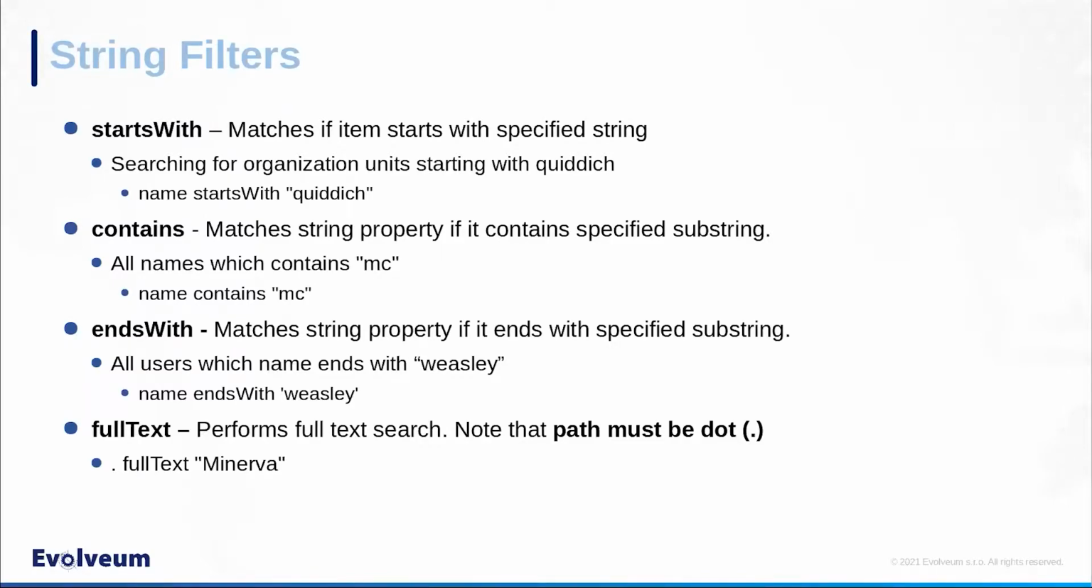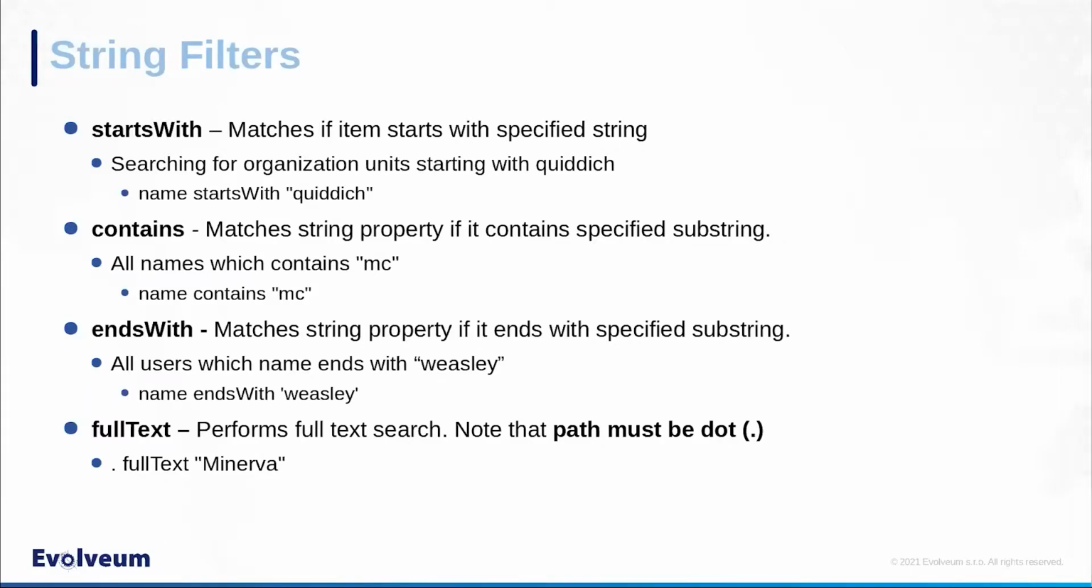And full text, this is a bit special. It performs the full text search. This needs to be enabled, and you need to have the full text index properly constructed. And since full text is performed on the full object, the path is always a dot, which represents the full text.